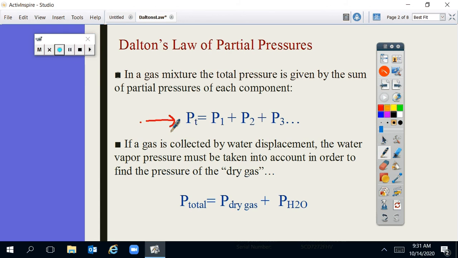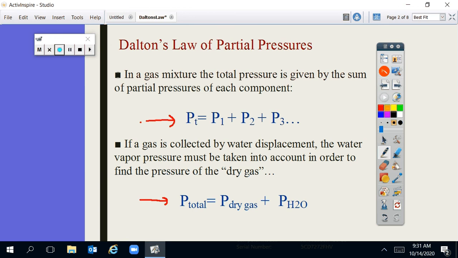A second equation that is the same type of equation, just written in a different way: if you have a gas that's collected by water displacement, the water vapor pressure must be taken into account to find the pressure of the dry gas. So you have a second equation called P total equals P dry plus P water.